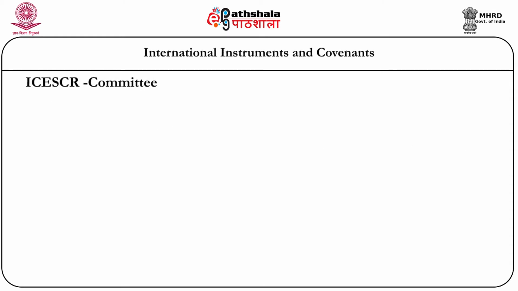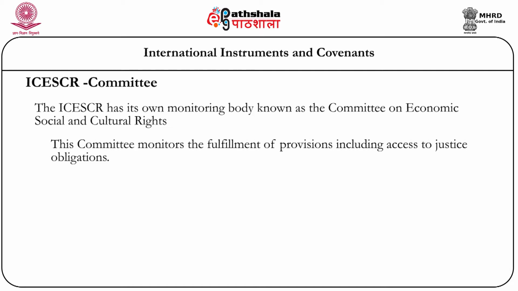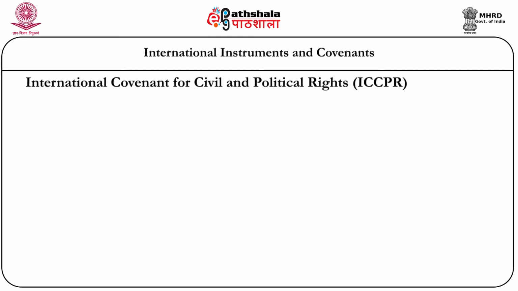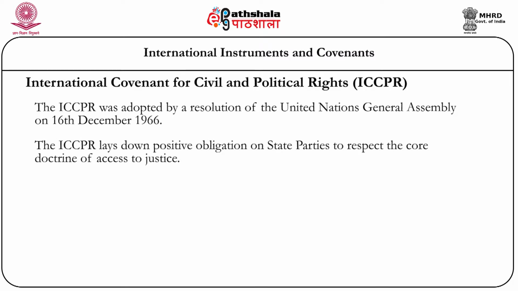The ICESCR has its own monitoring body known as the Committee on Economic, Social and Cultural Rights. This committee monitors the fulfillment of provisions including the access to justice obligation. International Covenant on Civil and Political Rights, the next important covenant which deals with access to justice. The ICCPR was adopted by a resolution of the United Nations General Assembly on 16th December 1966. The ICCPR lays down a positive obligation on state parties to respect the core doctrine of access to justice.